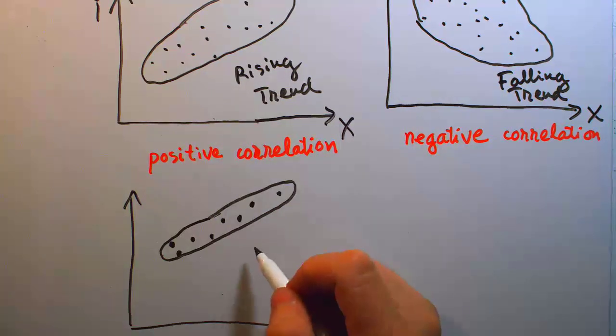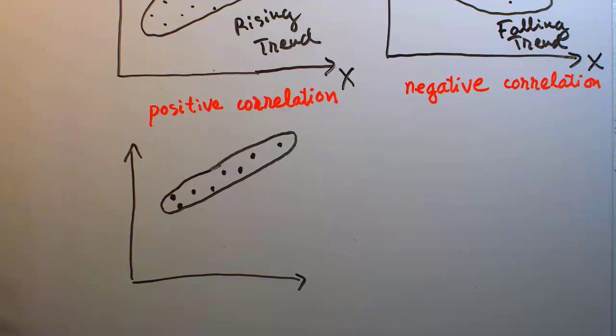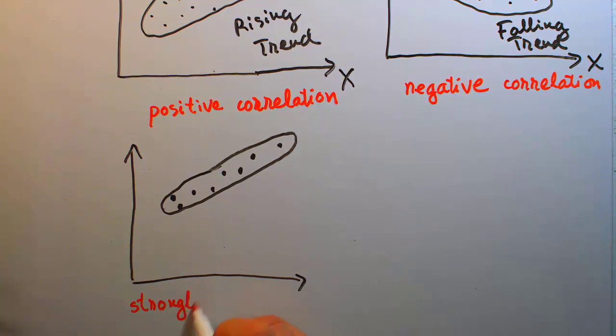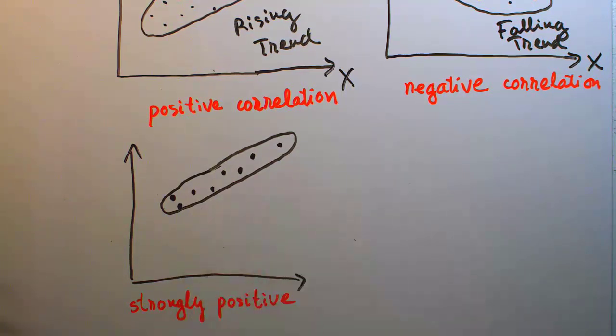And so it's still a rising trend and still a positive correlation, but it seems to have a much thinner bandwidth. A situation like this, we refer to as having a strongly positive correlation. It's still positive, but a lot more recognizable, a lot more closely lined up.